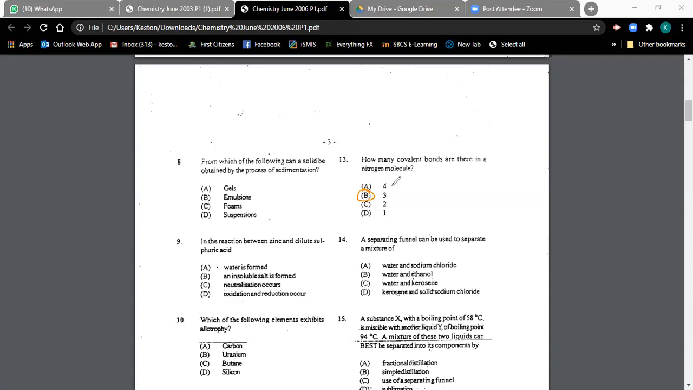Nitrogen is also in the same period as oxygen, in group 5, so it needs 3 electrons to complete that outer shell. Yeah? You think about NH3, the ammonia molecule, right? 3 covalent bonds there.